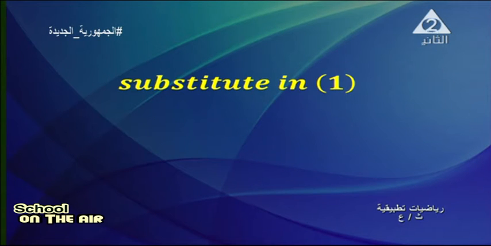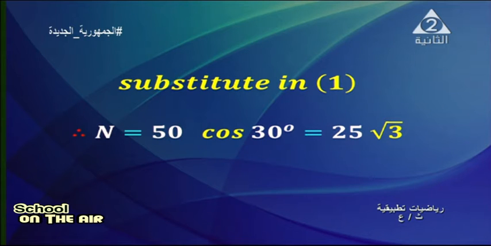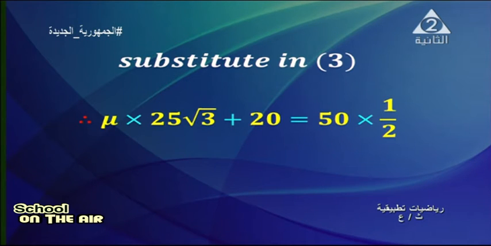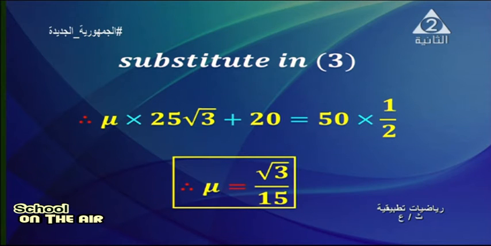By substitution in equation 1, to find the value of N equals 50 cosine 30, we know that cosine 30 equals root 3 over 2, so N is 25 root 3. Also, substitution in equation 3 to find the value of mu. Mu times 25 root 3 plus 20 equals 50 times 1 over 2. Then mu, the coefficient of static friction, equals root 3 over 50.